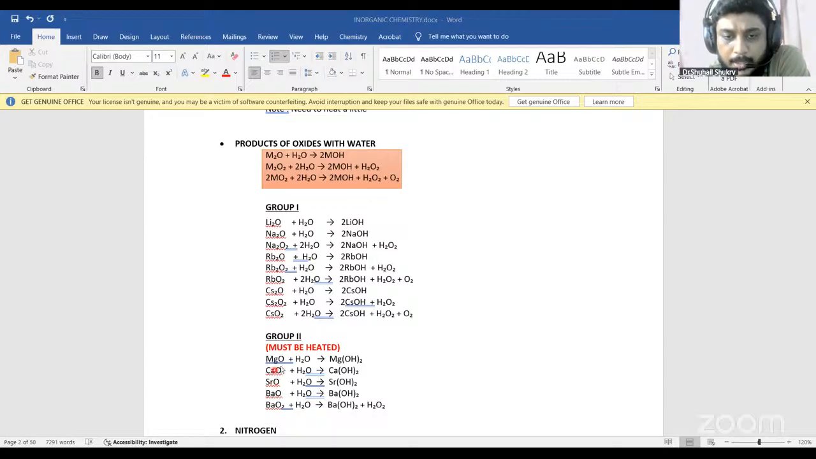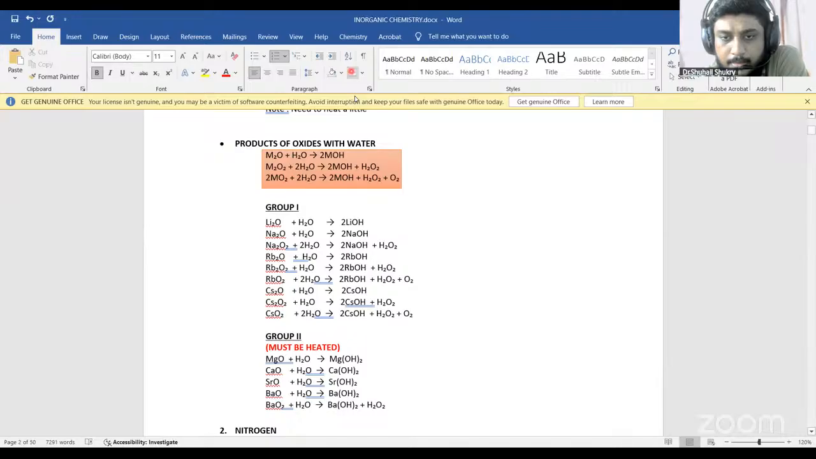Same thing here: magnesium oxide and water become magnesium hydroxide, calcium oxide and water become calcium hydroxide, strontium oxide and water become strontium hydroxide, barium oxide and water become barium hydroxide. Here barium peroxide with water gives barium hydroxide and H2O2. Why have you put OH twice here? Because magnesium valence is 2, OH valence is 1. You should know that. Clear? Okay, nice.